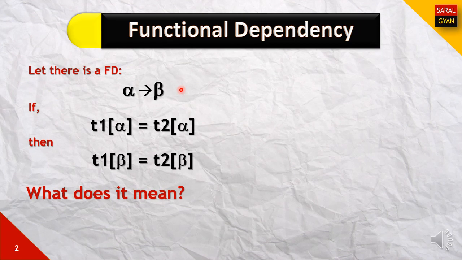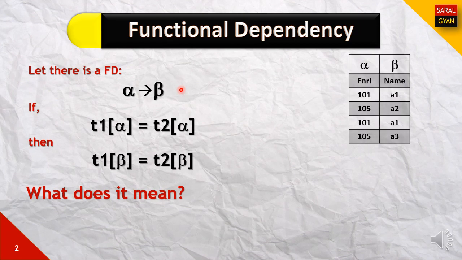In order to understand it, I have taken one example. There is a table or a relation having two attributes, enrollment number and name, where alpha indicates the enrollment number attribute and beta indicates the name attribute. I'm going to take any two arbitrary tuples. In the first, T1 of alpha is 105, T2 of alpha is again 105. So this if condition holds. Now we'll test whether T1 of beta equals T2 of beta or not.